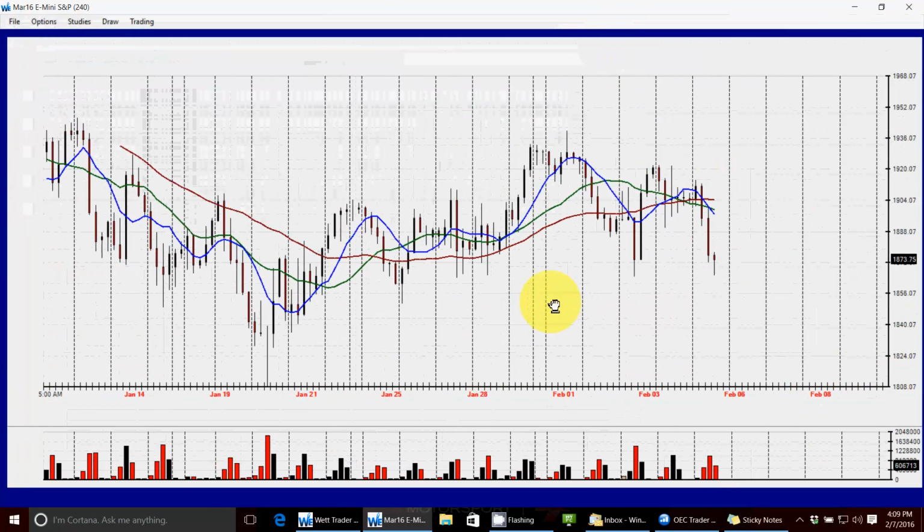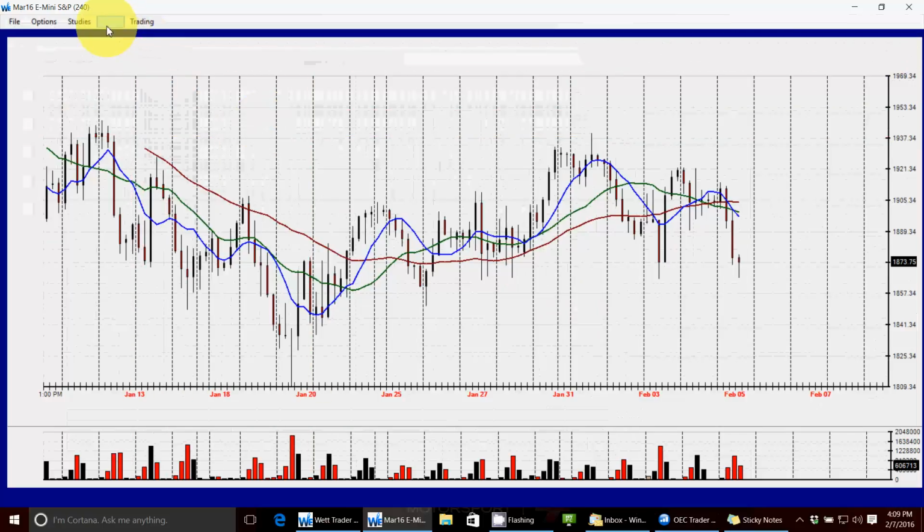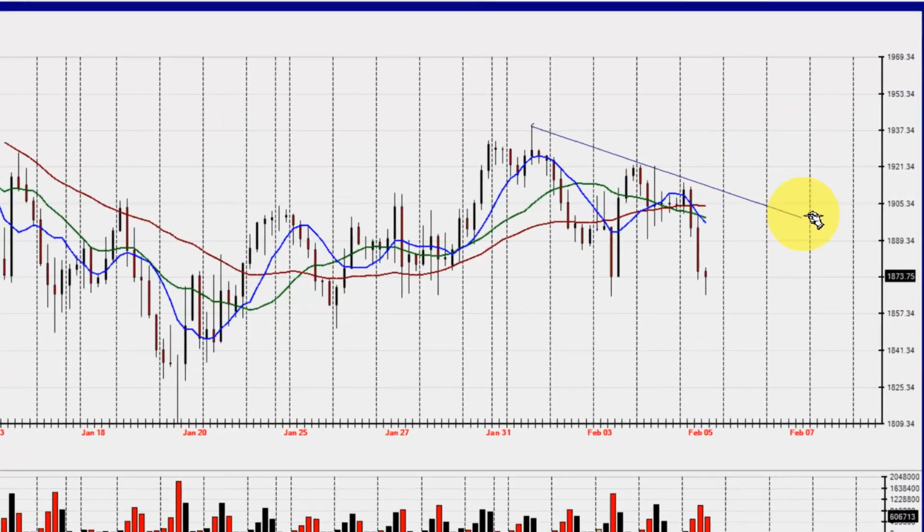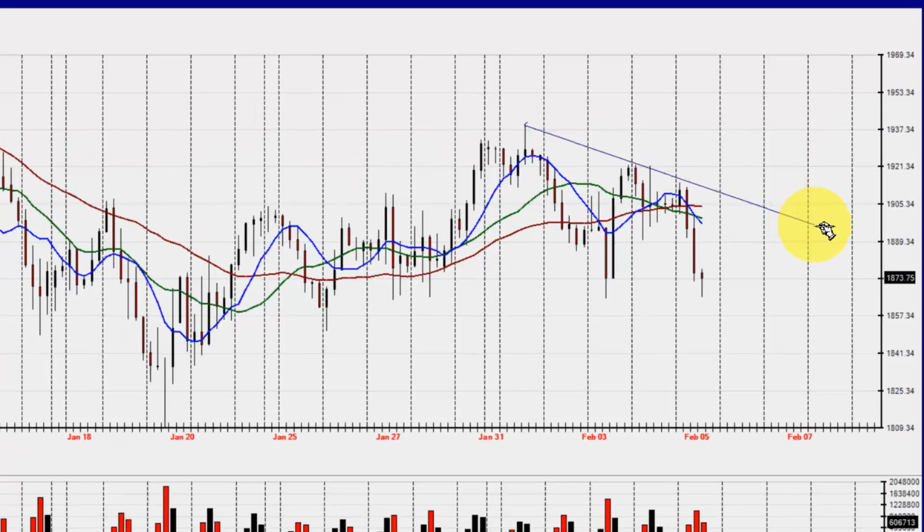Once again, trend lines, trend lines, trend lines.